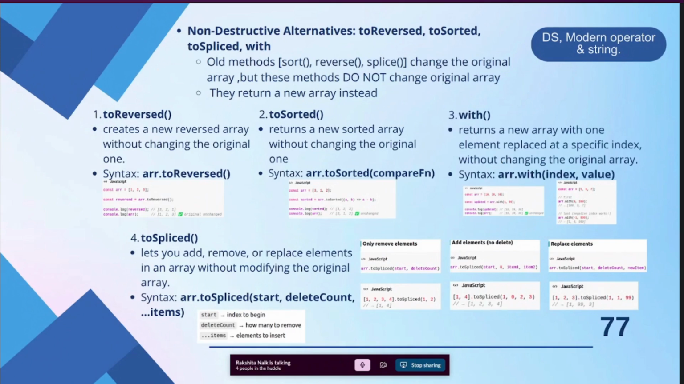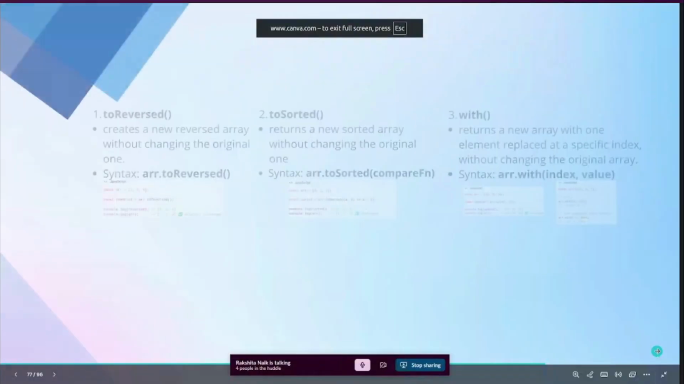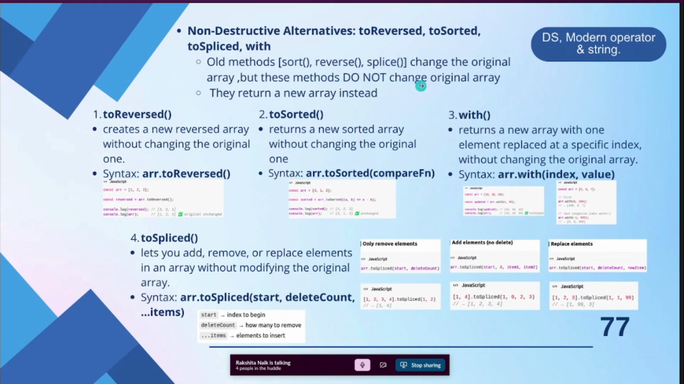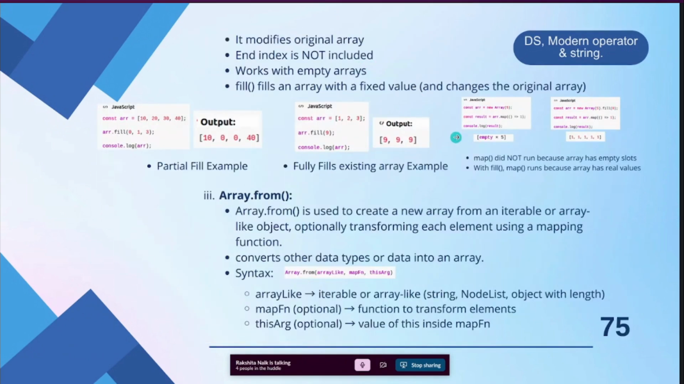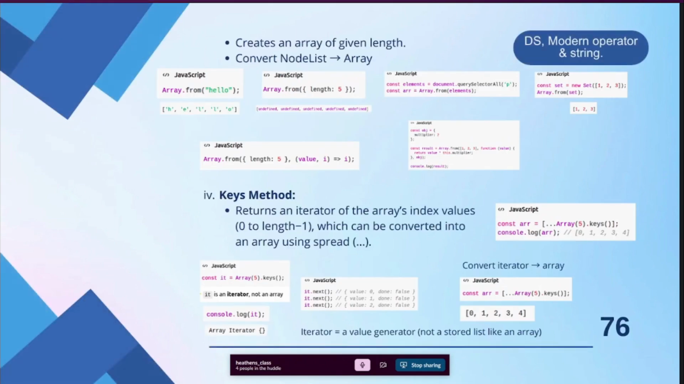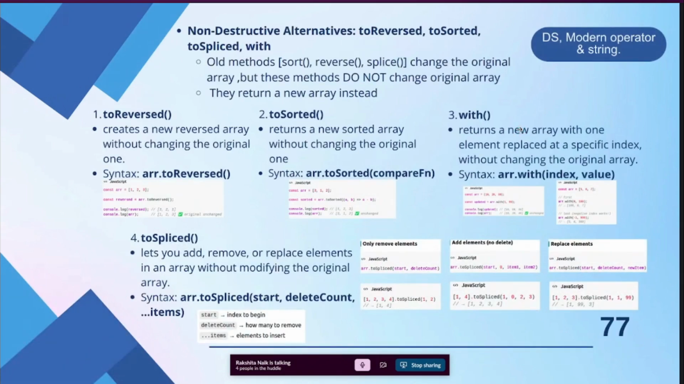So next moving on to the non-destructive alternatives, that is toReversed, toSorted, toSpliced and with. We have the old methods sort, reverse, splice, which change the original. So what it will do? It will change the original array.